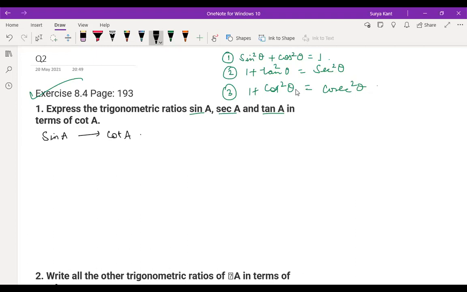Sir, cot equals cos by sine. So cot is equal to cos by sine. We have not to convert cot. No, we have to convert sine into cot. All right, sir, just a minute.